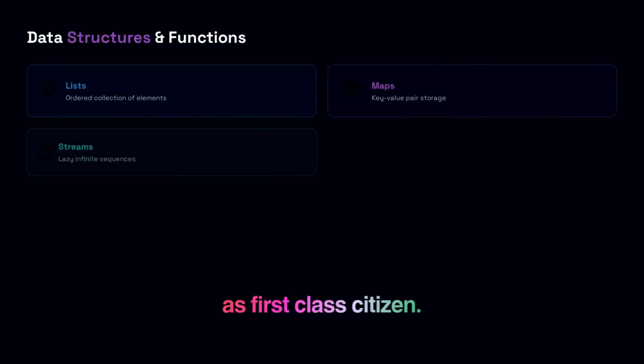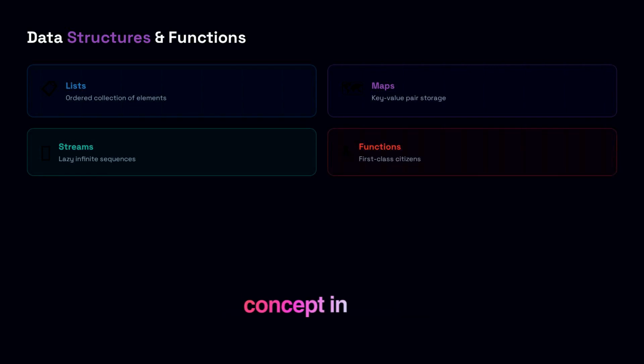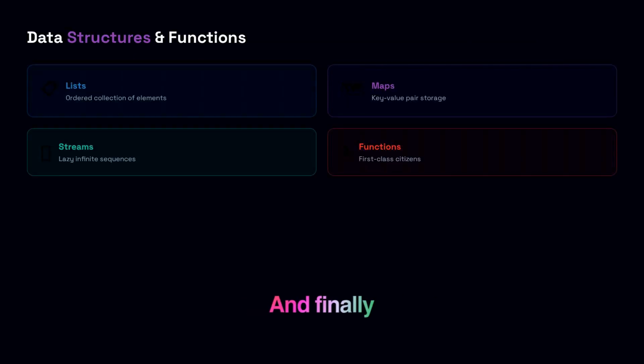Functions as first-class citizens. This is one of the most powerful concepts in all of Scala and in functional programming as a whole. In Scala, functions are first-class citizens. That means you can assign functions to variables, pass them as arguments to other functions, and return them as values.